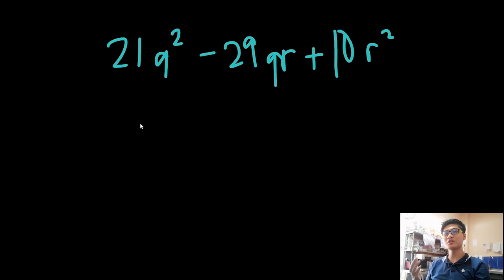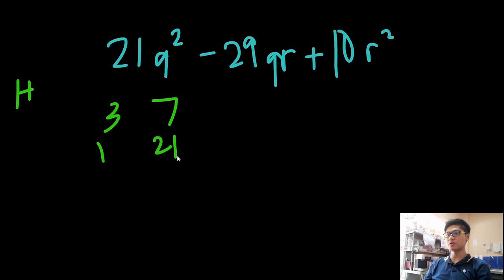Now we have here 21q squared minus 29qr plus 10r squared. If you guys want to try it yourself, feel free to pause the video. Okay, now we're going to be using any kind of method here, but we're going to choose the horizontal method. Right? Now, factors of 21q squared: only 3 and 7 and 1 and 21. Factors of 10r squared, or eliminating that r squared, we're going to be having 10, and its factors are 2 and 5 and 1 and 10.